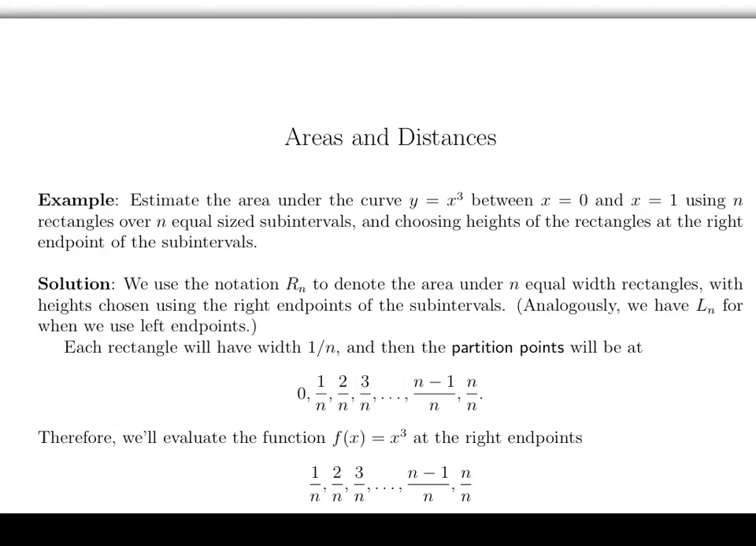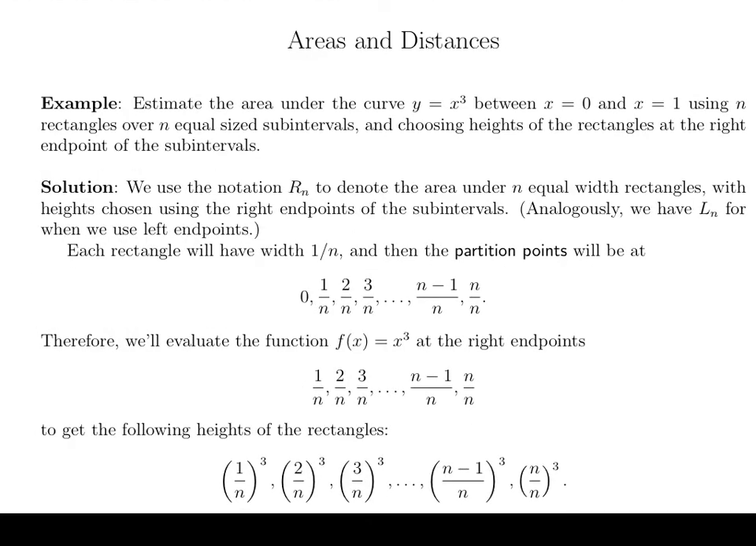Now we're going to be picking the right endpoints of these subintervals and plugging them into the function to get the heights. So we're going to evaluate f of x equals x cubed at the right endpoints. So the first subinterval goes from 0 to 1 over n. That means the first point that we evaluate the function at will be 1 over n. And then we go to 2 over n, 3 over n, and so on, all up to n over n. If we had done left endpoints, then we would have started at 0, and we would have ended at n minus 1 over n.